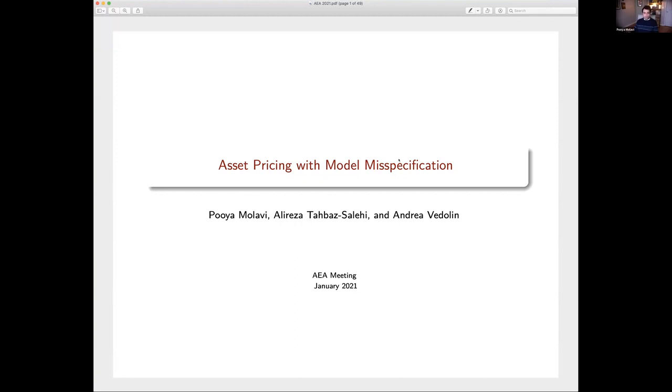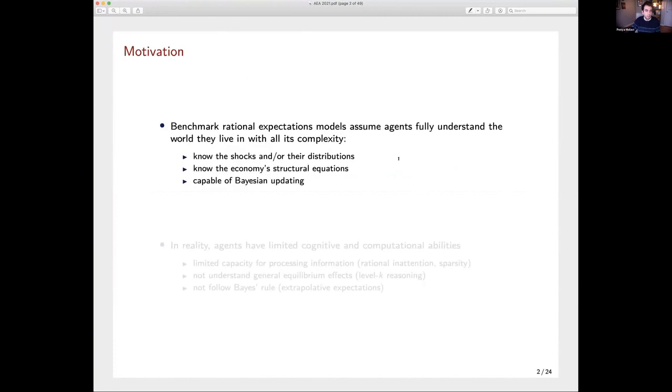This is with Alireza Daba, Saleh, and Andrea Abedoli, who are in the audience. So now this is going to be a paper on, let me see if you can see my second slide? Okay, so this is going to be asset pricing without rational expectations.